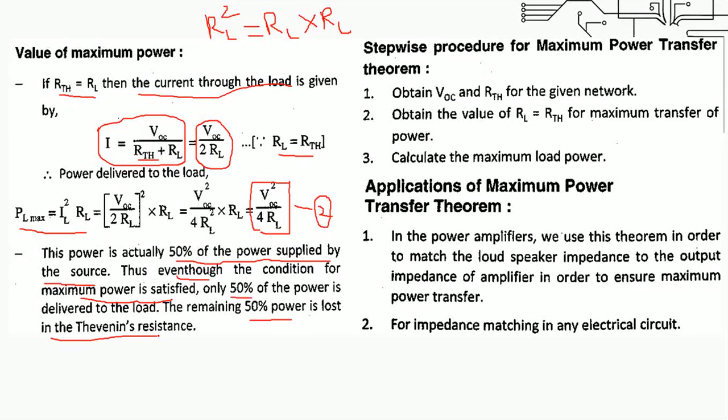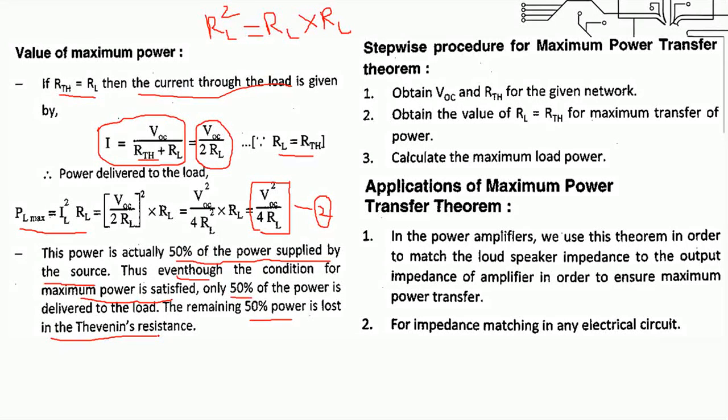Now the next point is the stepwise procedure to solve the given circuit using maximum power transfer theorem. In short, it is called the MPT theorem. So in the MPT theorem, what are the steps to solve the numerical? First step is obtain VOC and RTH, as we calculate in Thevenin's theorem. Just as in Thevenin's theorem, you have to calculate the open circuit voltage and Thevenin's equivalent resistance.